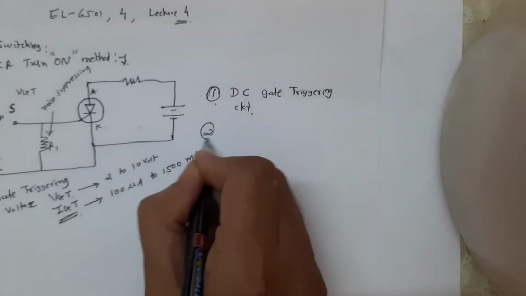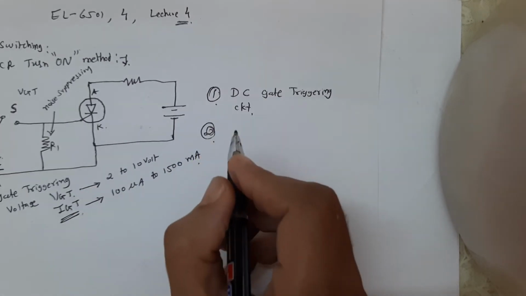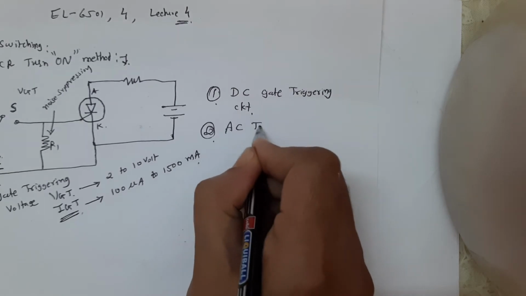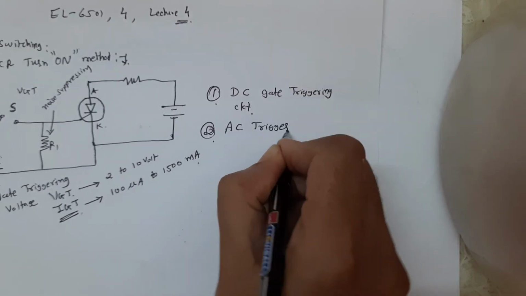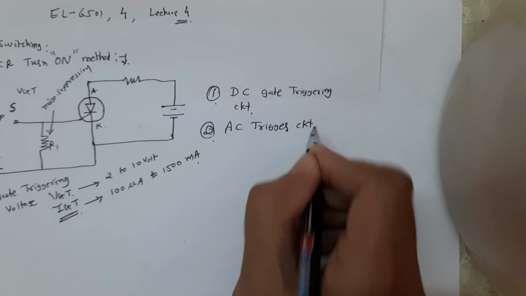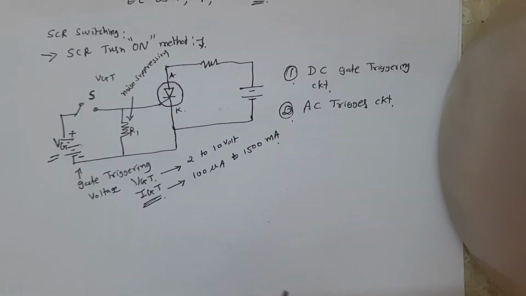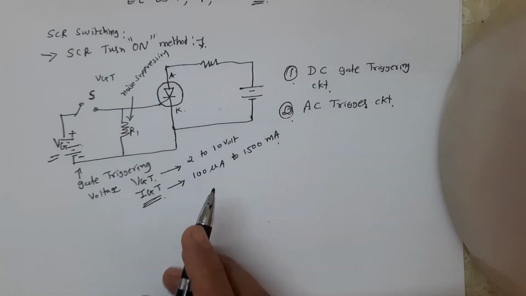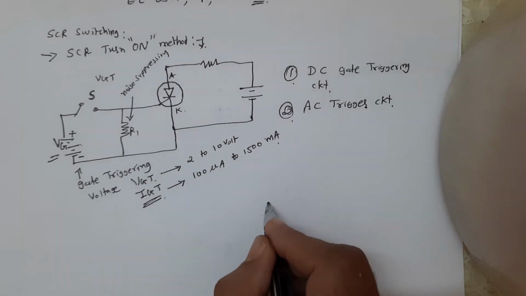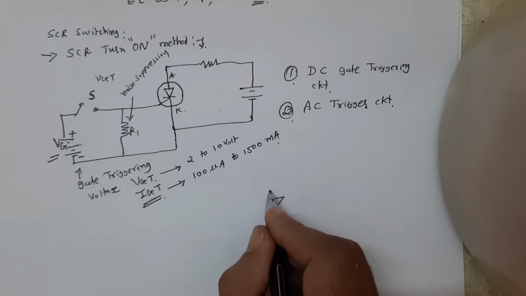And the second is AC trigger circuit. Now an SCR can also be turned on with positive cycle of the AC gate current. The figure is given as when we are connecting AC to the input of the circuit. So this is your anode, this is your cathode.